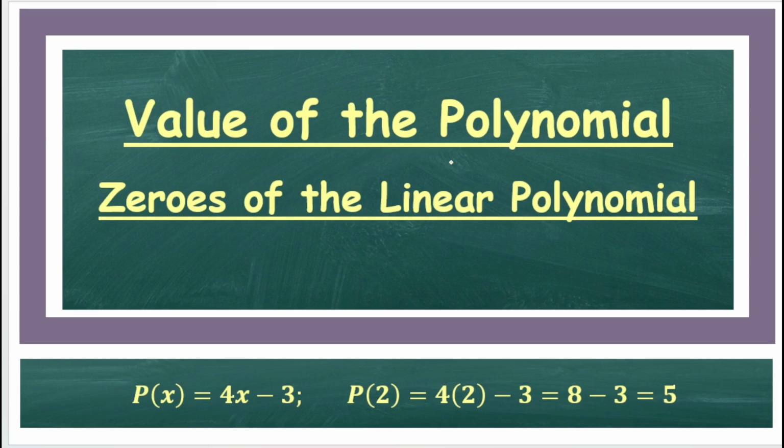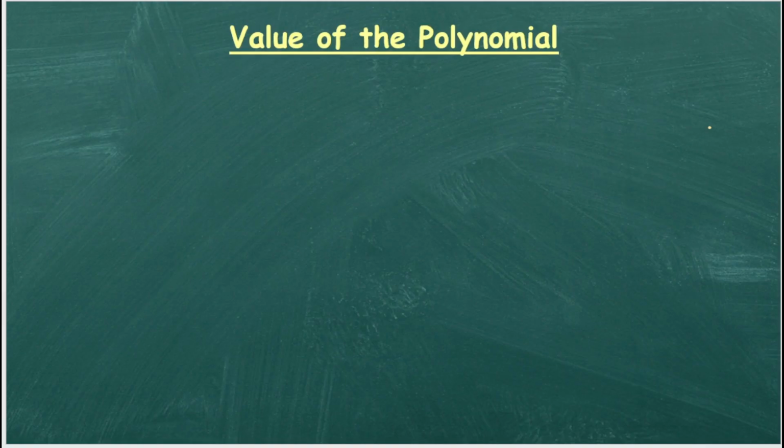In today's class, we are going to study about value and zeros of the linear polynomial. So let's get started. Now, suppose my polynomial is p(x) = 4x - 3. Now, how to find the value of this polynomial? Suppose I want to find the value at x = 2.